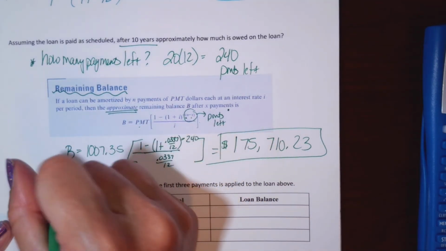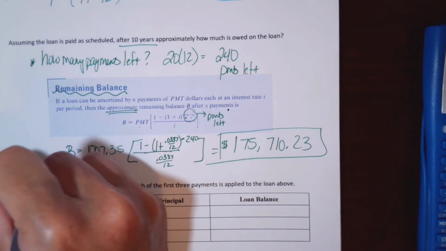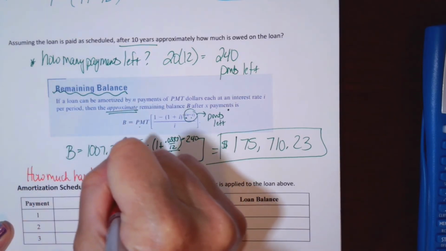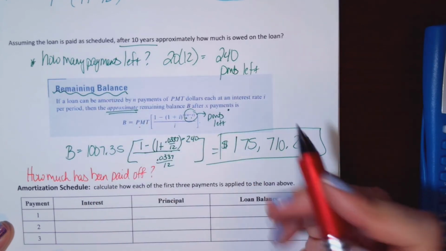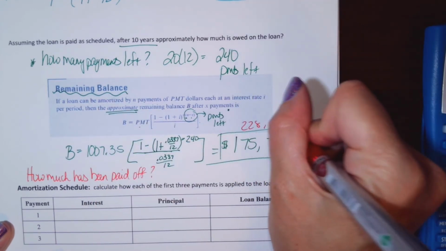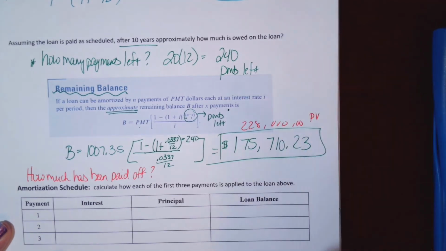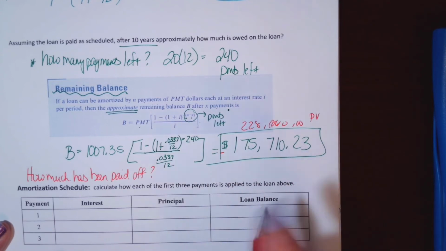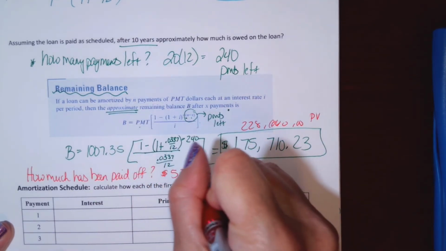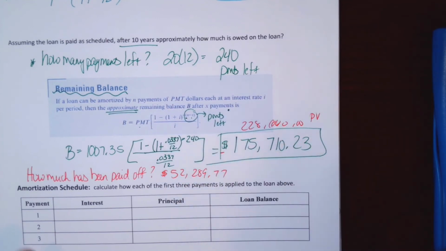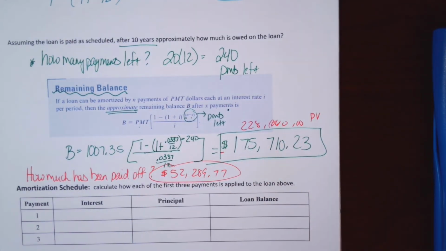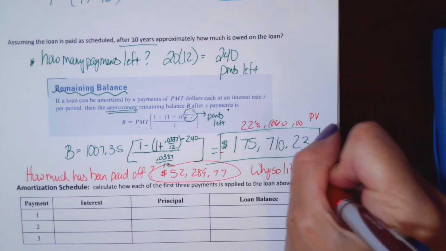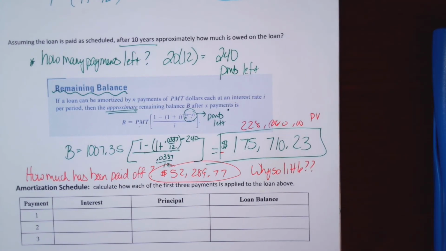How much has been paid off? Well, if I subtract the $228,000 that was my principal that I borrowed, minus the amount that's still due, I see that we've only paid off $52,289.77. Why is that not much? Why do we still owe so much of our loan? And that's all that we've paid off of the loan balance.